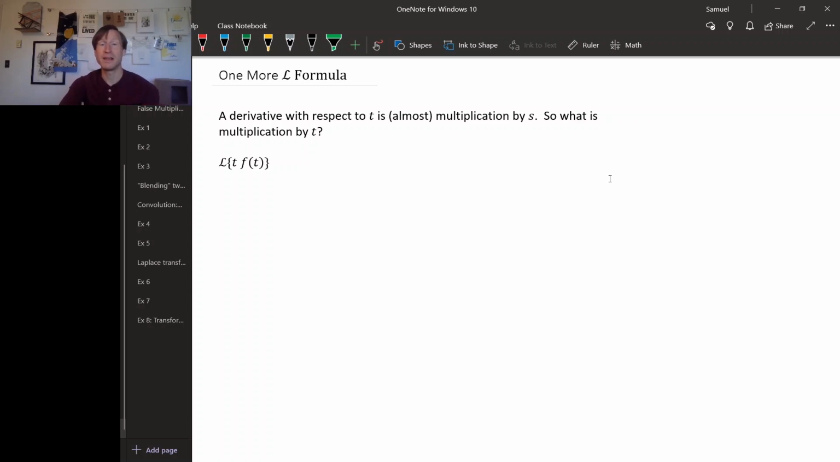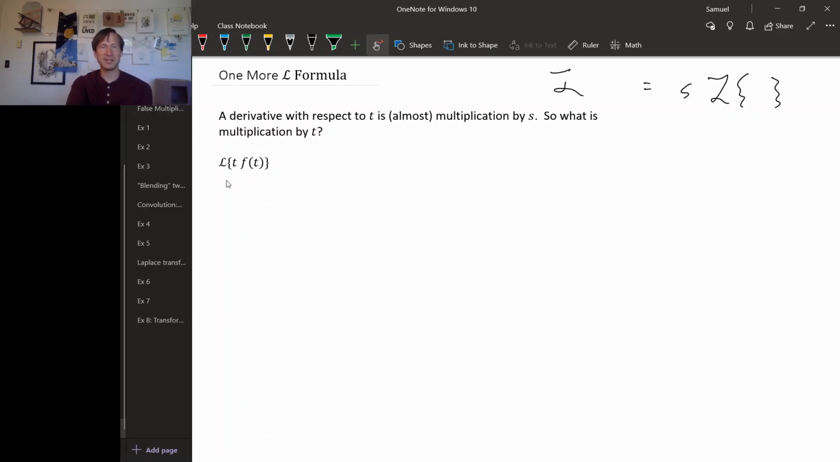Let's see if we can figure out any other Laplace transform formulas. We have a Laplace transform formula that produces multiplication by the variable. So we have a formula where on the outside you have s times some other Laplace transform. So maybe an idea for what we might try to calculate is a formula where you have multiplication by the variable on the input of your transform instead of on the output.